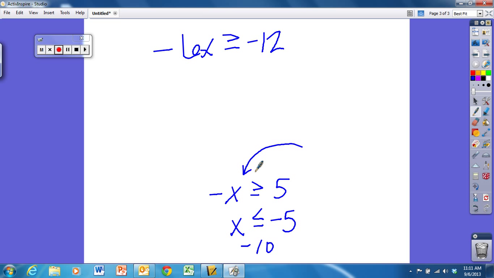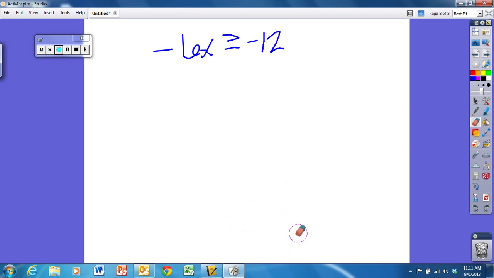Plug negative 10 in for x here. If I do negative negative 10, look what happens. Negative negative becomes positive 10, which is greater than or equal to 5. So when I flip the sign around, it actually makes the original statement true, which is what we want. Math is not arbitrary. We want things to be true. So, in this situation, in the very last step before we divide, the number in front of x is negative. So therefore, when we divide by negative, we must flip the sign over.